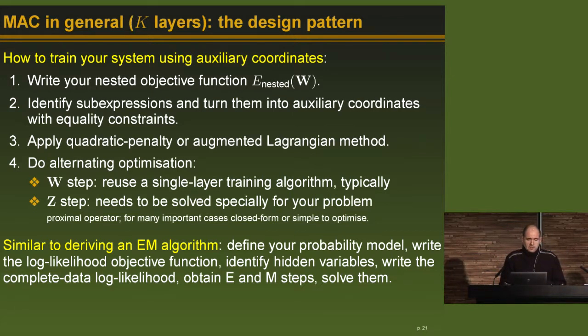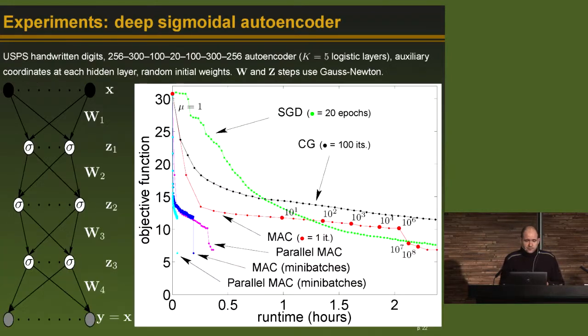And then you have to solve the steps that you get. It's very similar to deriving an EM algorithm. Here are some experimental results. This is with a neural net. I'm not going to go into the details. You can find them in the paper.